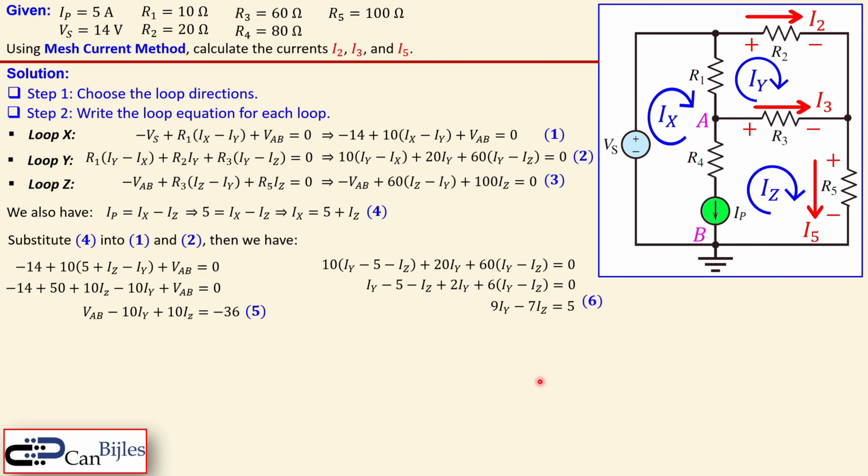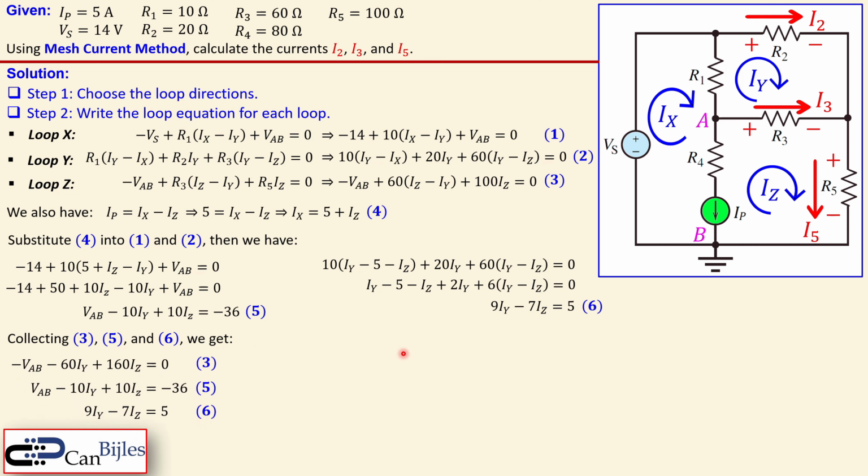So we have now our equation number 6, and now we have here three unknowns still. And there's also 2 unknowns there, but the other equation we had here, number 3, has also three unknowns. So we now collect equation numbers 3, 5 and 6, and we have these equations in order.